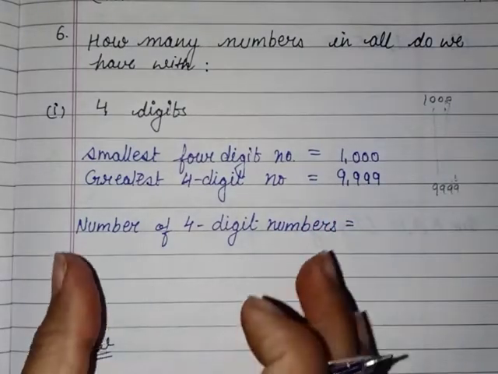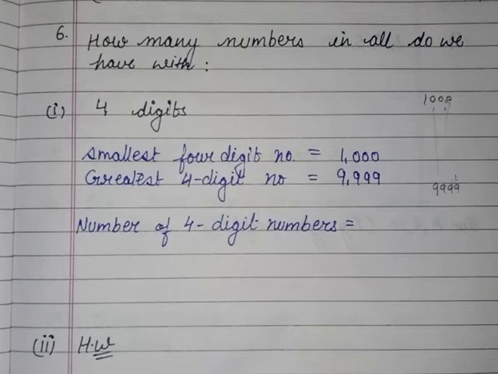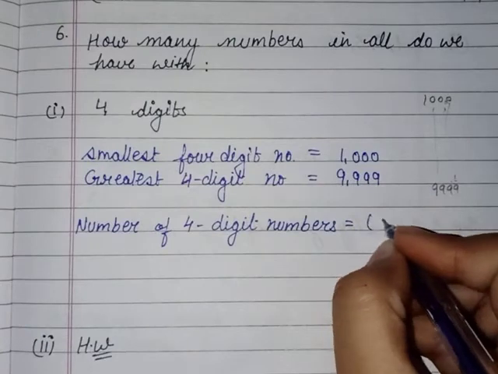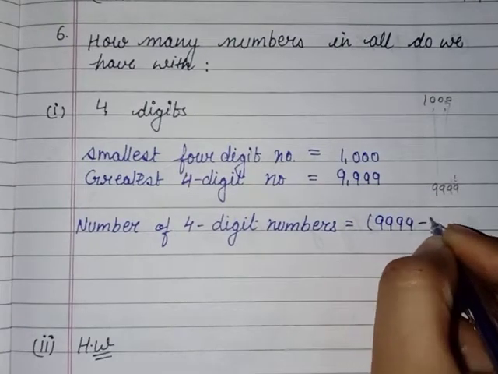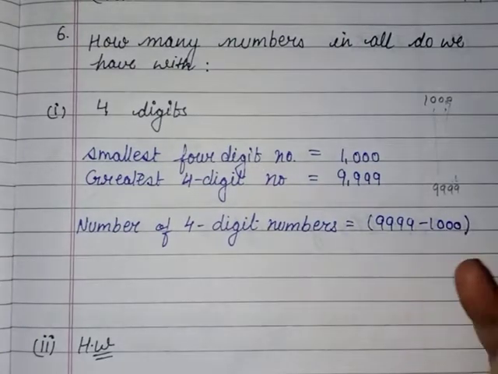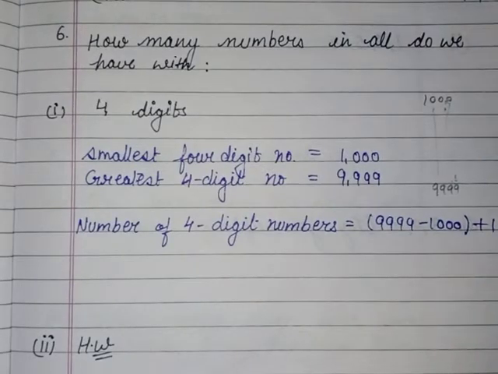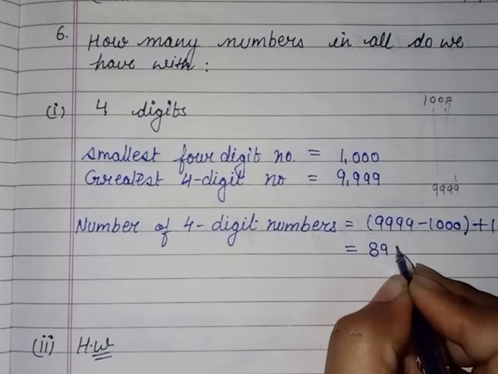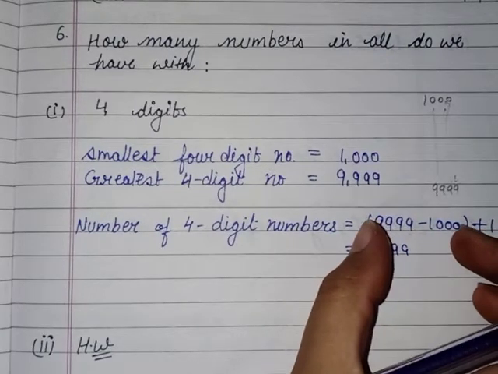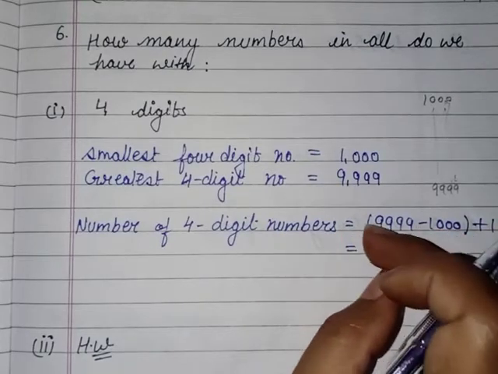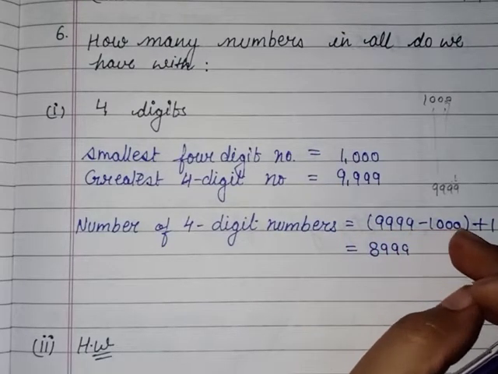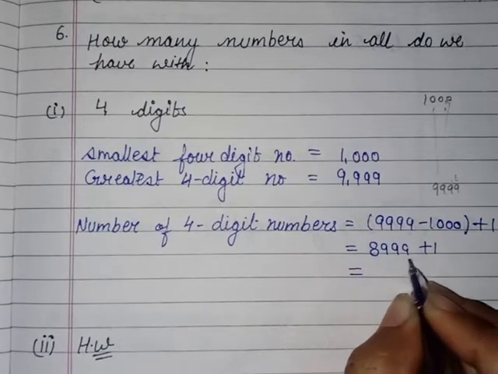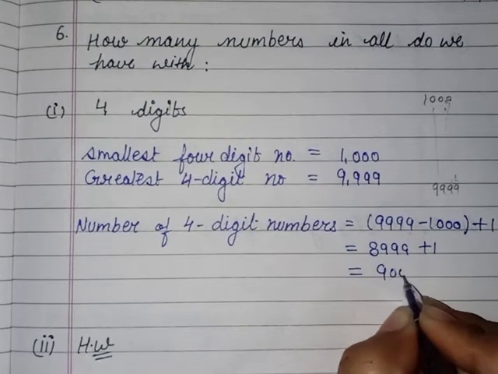9999. Okay. To find the count of 4 digit numbers, we will subtract them. We will find this difference. 9999 minus 1000 and then plus 1. Okay, so this is 8999. Firstly you will subtract them. When you subtract, you will get 8999, plus 1 is equal to, when you add them, you will get 9000.